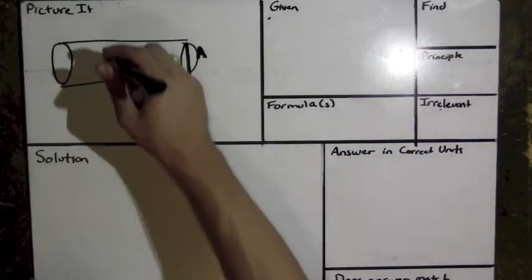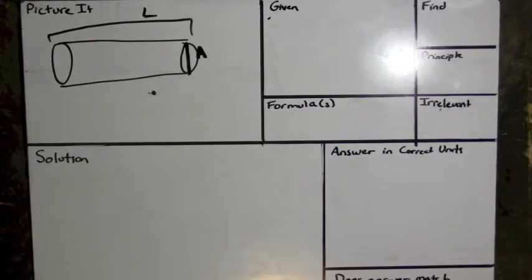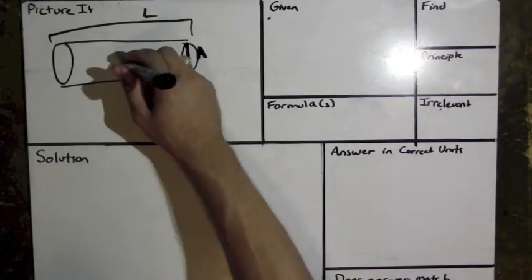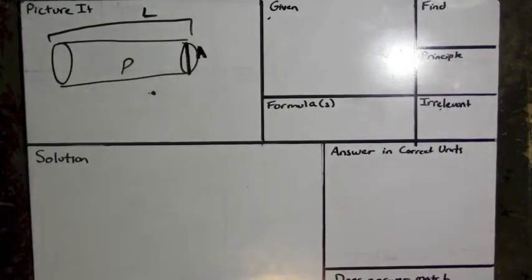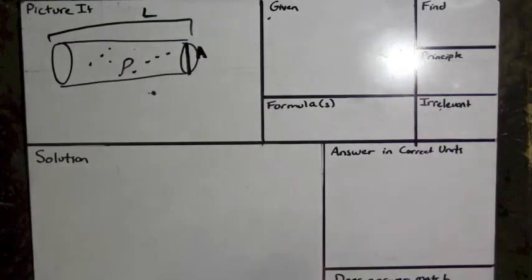Also, we need to consider the length of the wire. Remember, the longer the wire is, the more resistance it's going to have. And also we need to take into account what this thing is made out of, or the p-value. That will tell you how fast the charges can move through the wire.